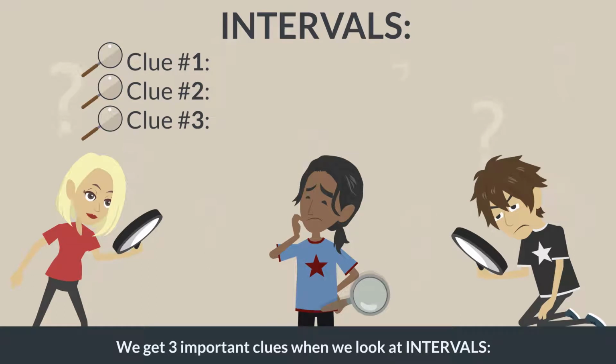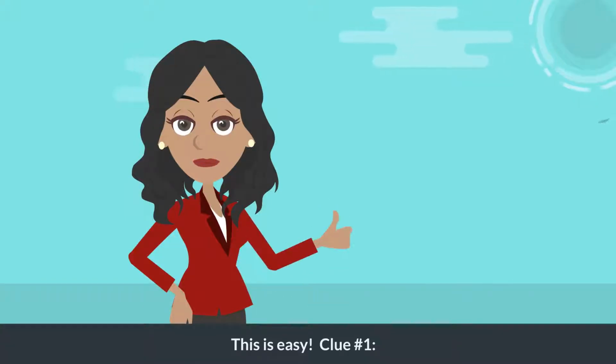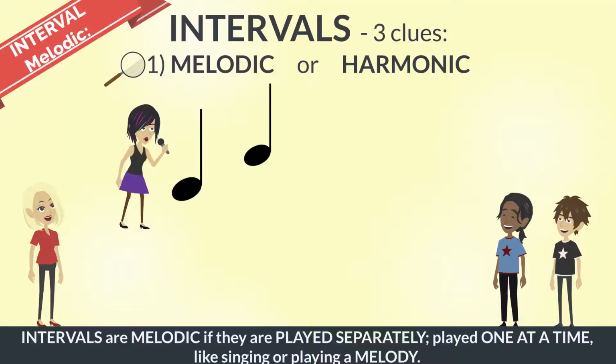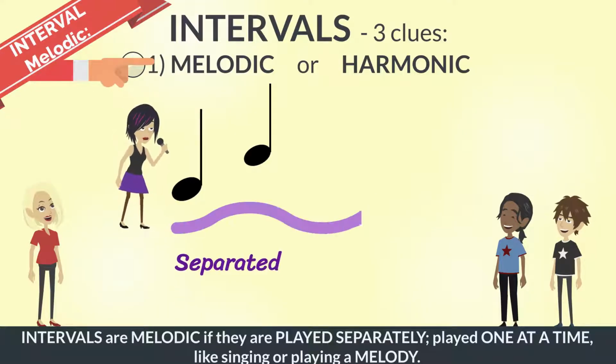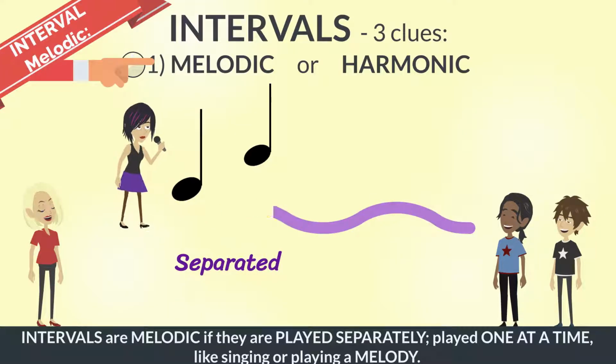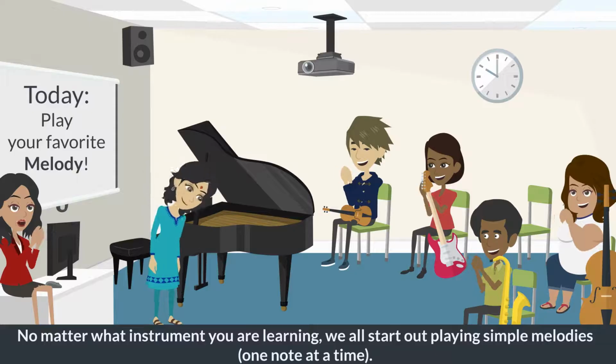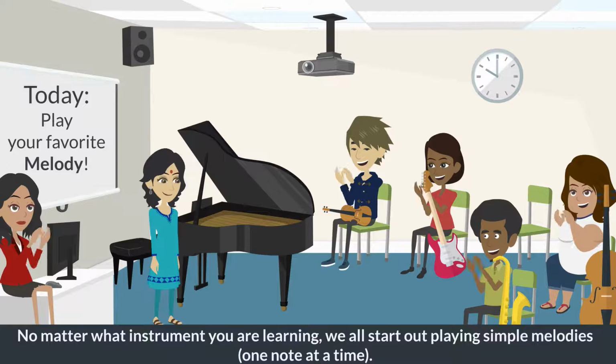We get 3 important clues when we look at intervals. This is easy. Clue number 1, whether the interval is melodic or harmonic. Intervals are melodic if they are played separately, played one at a time, like singing or playing a melody. No matter what instrument you are learning, we all start out playing simple melodies, one note at a time.